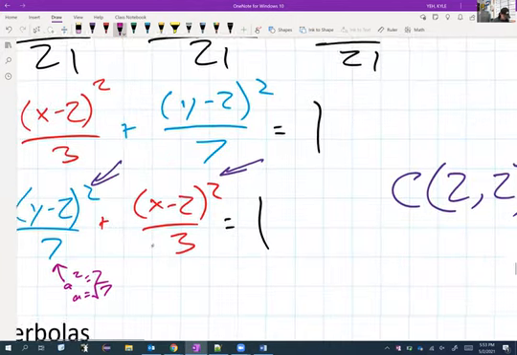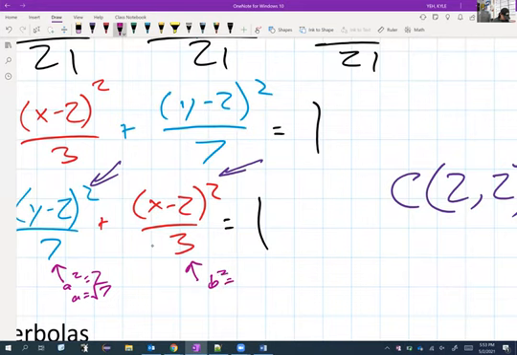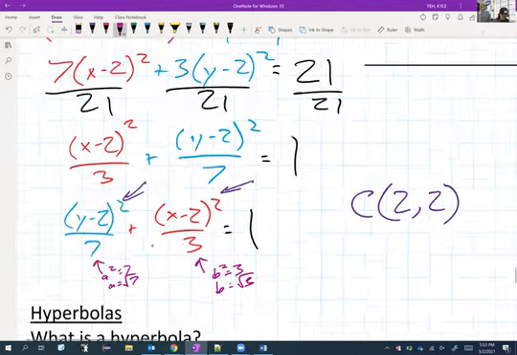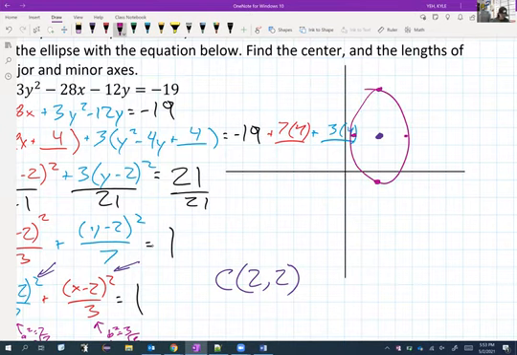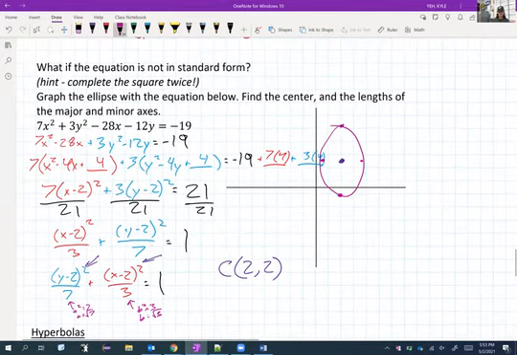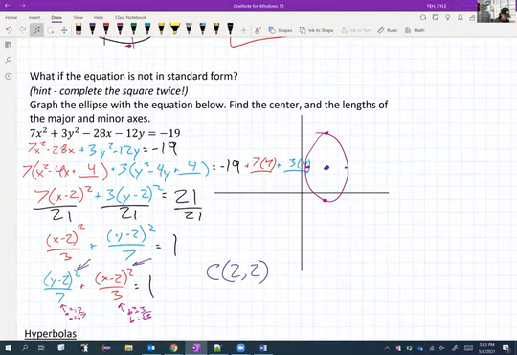B squared equals 3. So b equals the square root of 3, which I happen to know is about 1.7. So I'm going to go 1.7 in each direction here. And there's my ellipse. Now, as far as all the questions they asked, center we already found, 2, 2.